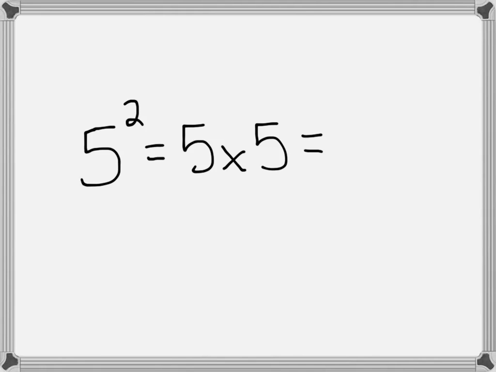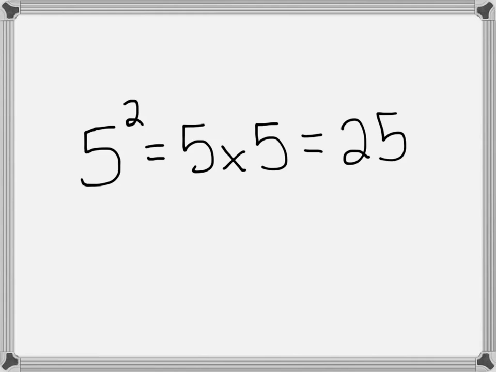Today we're talking about exponents written with the base number and the exponent. We can ask for it to be written as repeated multiplication, that would be 5 multiplied by 5. And it can be written in standard form, that would be equal to 25.